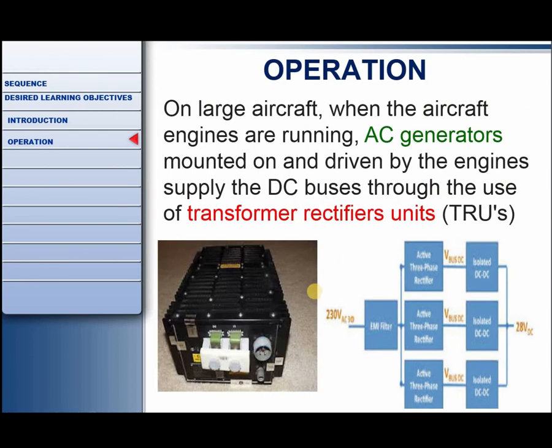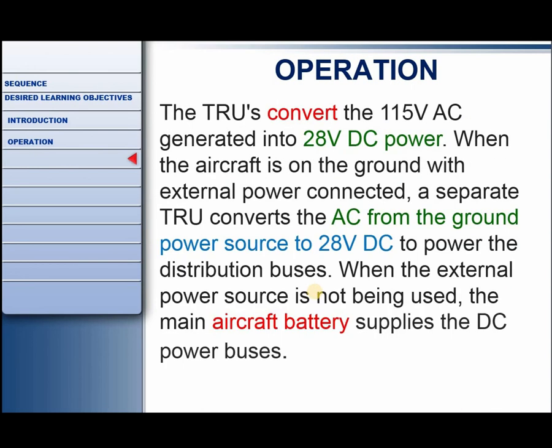Dear students, on large aircraft, when the engines are running, AC generators mounted on and driven by the engine supply the DC buses through the use of a transformer rectifier unit, in short called a TRU. Those systems which work on DC are not provided AC, so they are run through the DC buses. The DC buses get DC power by transforming the power of the AC generators with the help of transformer rectifier units. So the TRU is equipment which converts the AC generator power into DC for the DC buses.